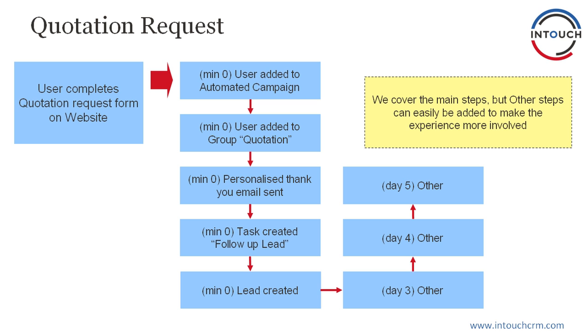So just a quick summary of what we've just looked at. The user completes the quotation request form. They're put into the automated campaign. They're added to a group called quotation. They get the thank you email. There's also a task that's created for the salespeople to follow up, and a lead is created to put them into our sales pipeline. So it's a very simple follow-up process, but it makes sure that process starts, and then any additional tasks can be added to the system, and any progression on the lead through the pipeline can be tracked, a value can be put against it, and then we'll have a much better idea of what business we've got coming in through our pipeline.